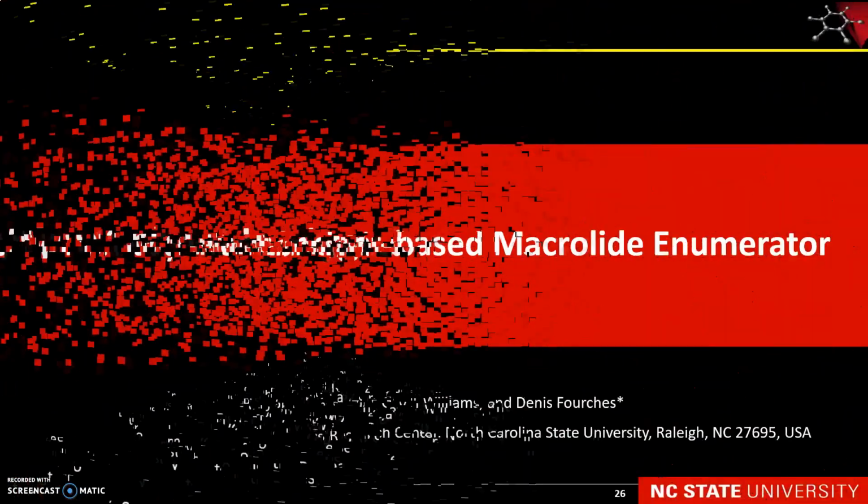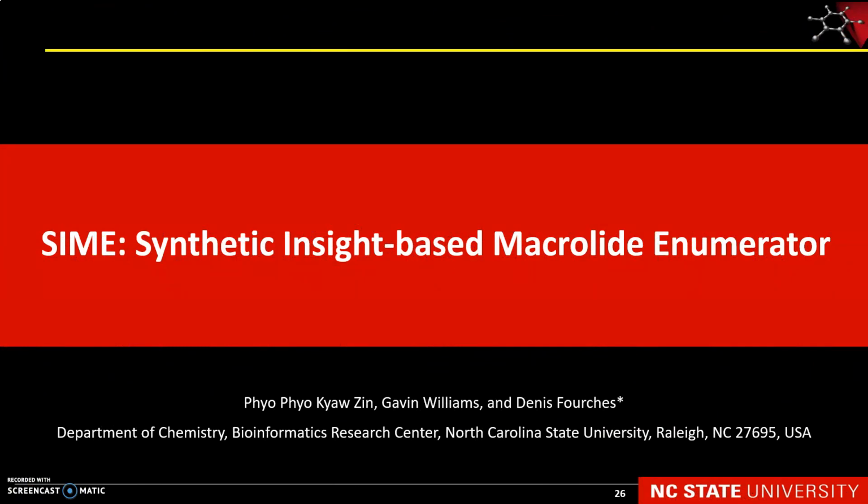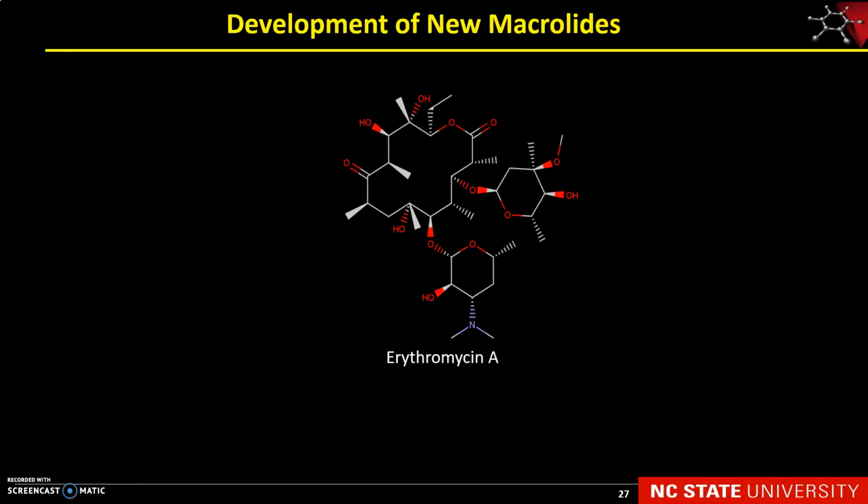So SIME stands for Synthetic Insight-Based Macrolide Enumerator. So this is the structure of Erythromycin A. It is very well known. It actually launches a lot of other new macrolide analogs. So this is really useful for treating respiratory tract infections and STDs and also skin infections.